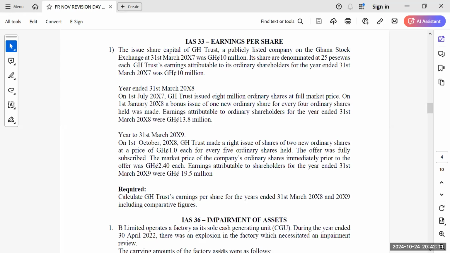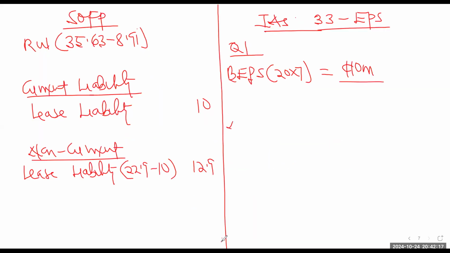40 million. Okay, so we have the number of shares. We calculate their number of shares to be 10 million divided by 0.25, isn't it? Yes, sir. That will give us 40 million shares. So we have 40 million here.